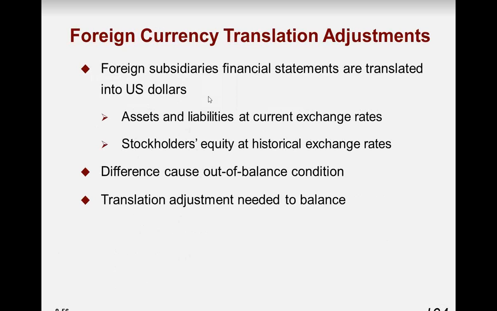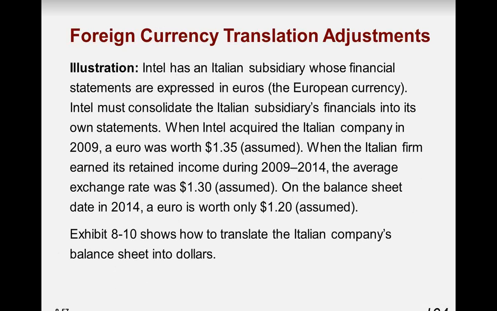So foreign subsidiaries' financial statements are translated into US dollars. Assets and liabilities are at current exchange rates. Stockholders' equity is at historical exchange rates. The difference causes an out of balance condition, and the translation adjustment is needed to make it balance. This is just, again, information, not something for you to get all caught up in.